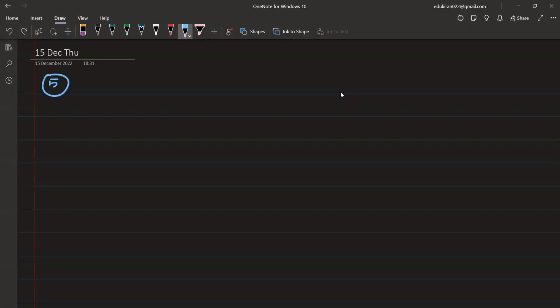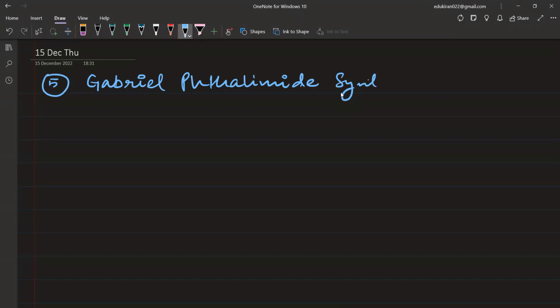This is a name reaction, so it is important. Gabriel phthalimide synthesis. In this reaction, we start with phthalimide. Phthalimide we can prepare by using ortho-substituted benzoic acid.